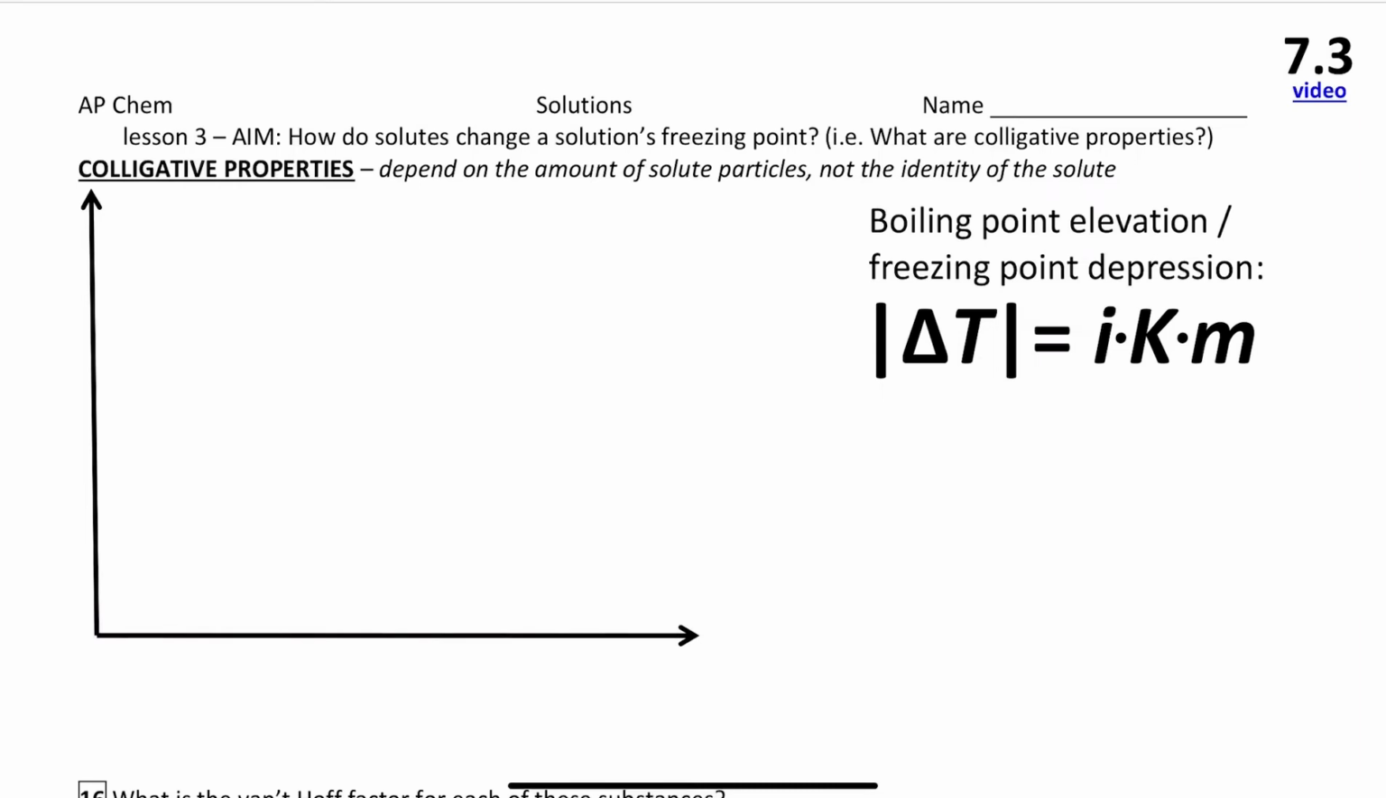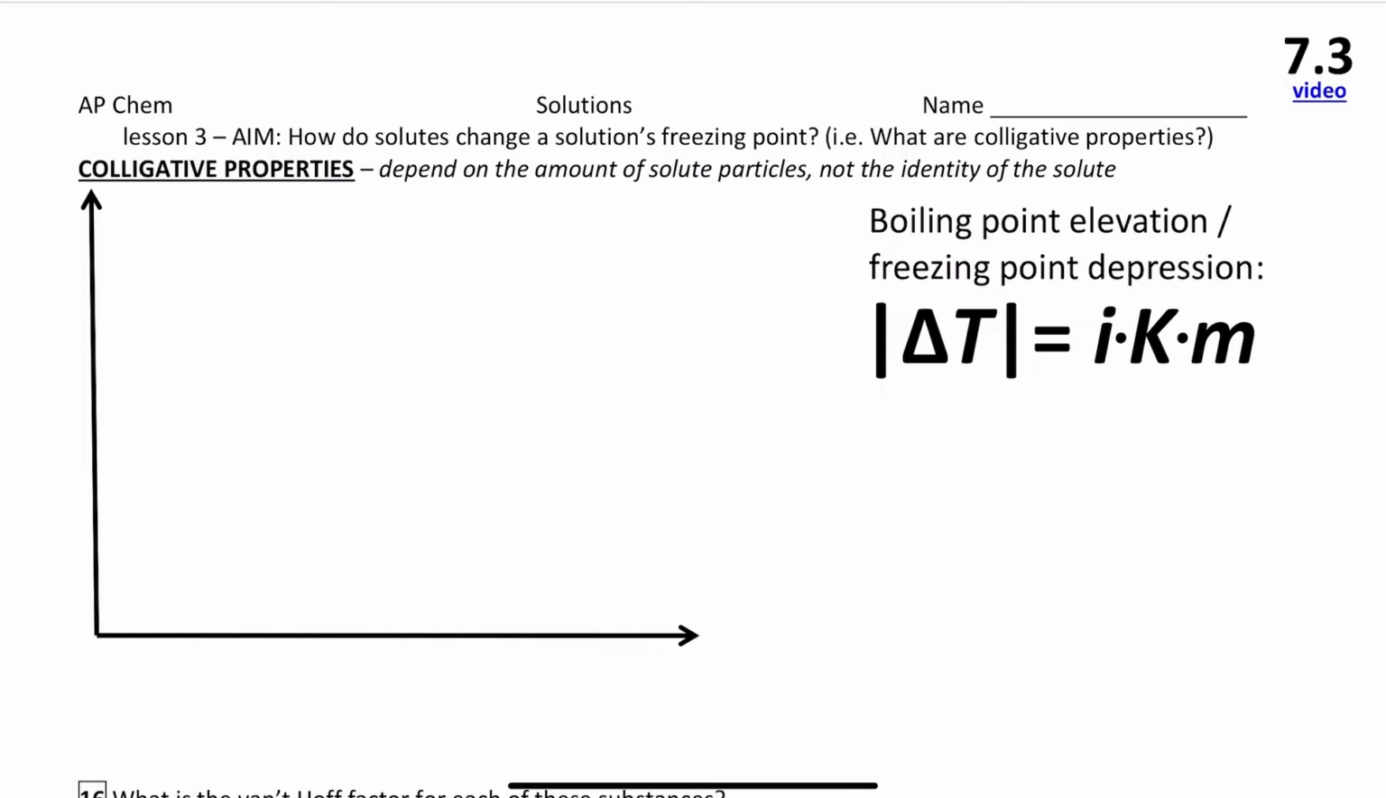Hey there, chemists. We've been talking about properties of solutions, and today we're going to wrap up this unit and look at how solutes change a solution's freezing point and also its boiling point. This results in a change in the temperature at which a solution will freeze or boil.